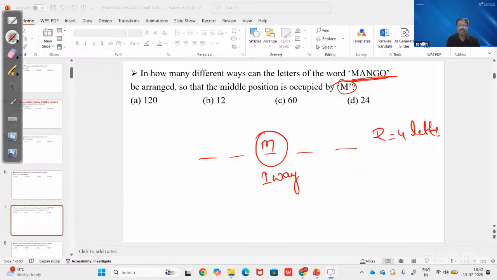Are there any common letters in the 4 letters? There are no common letters in the word MANGO. Already M is placed. In the remaining letters also there is no common letter. 4 letters can be arranged in 4 factorial. 4 factorial, the answer is 24.